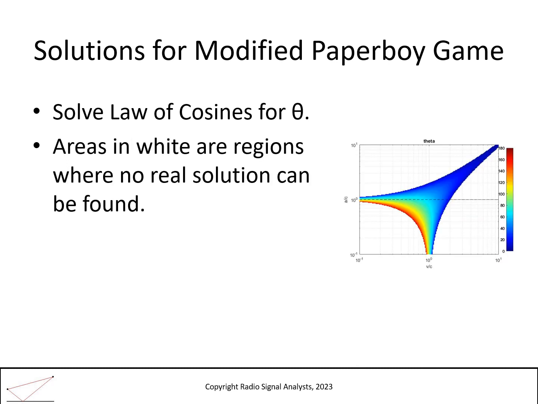This is a variation of the previous graph. In it, we show the throwing angle by color bar for values of v over c and the Lorentz factor. Again, areas in white are conditions where the paper cannot hit the porch.